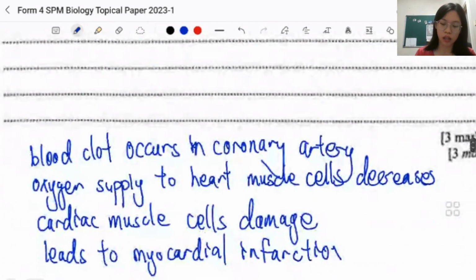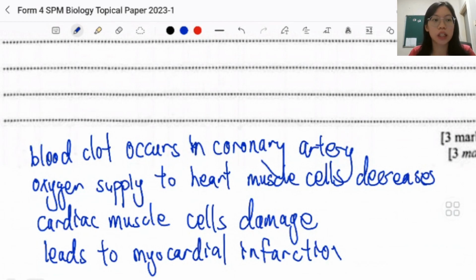So how are you going to explain? This one is 3 marks. At first you have to say where it occurs, because blood clots can occur in many places. If a blood clot occurs in your brain, what happens? Stroke. So if a blood clot happens in your heart, which is the coronary artery, it leads to heart attack. To be precise, the name is called myocardial infarction. They will give 1 mark for that if you can remember and spell it correctly.